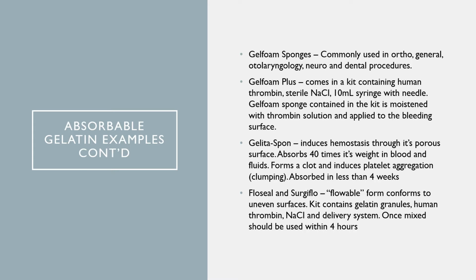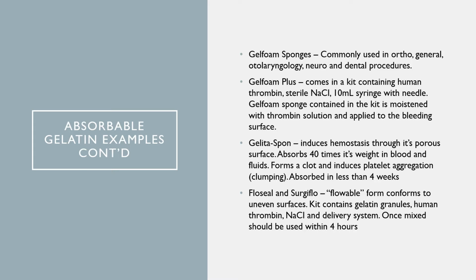Then we have Gel Foam Plus. This comes in a kit containing human thrombin, sterile saline, and a 10mm syringe with a needle. The gel foam sponge contained in the kit is moistened with the thrombin solution and applied to the bleeding surface.